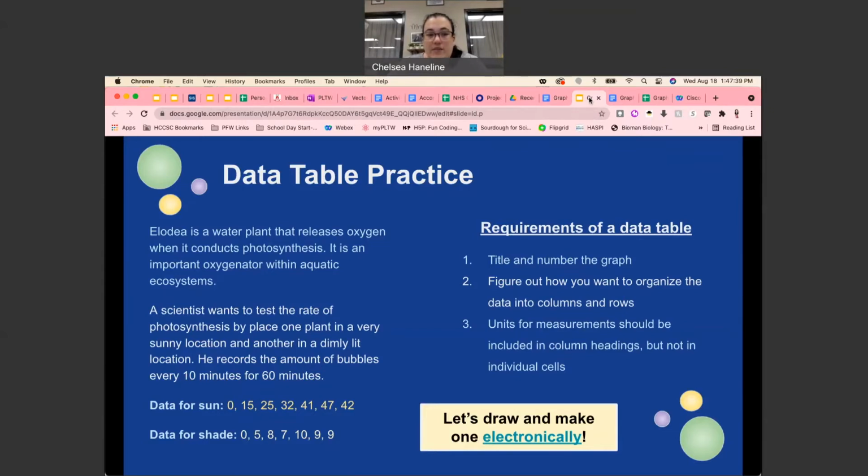And then the amount of light depends. So it's the dependent variable. So the amount of bubbles that are produced is the dependent variable. And that is going to go on the y-axis. Okay, so time is on the x-axis, amount of bubbles produced is on the y-axis.